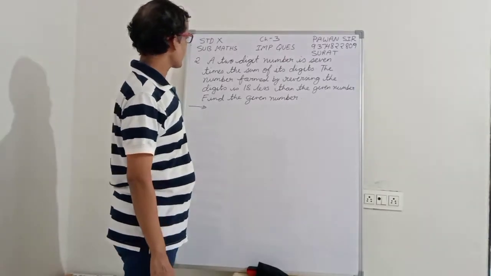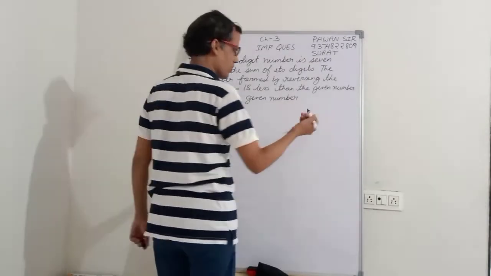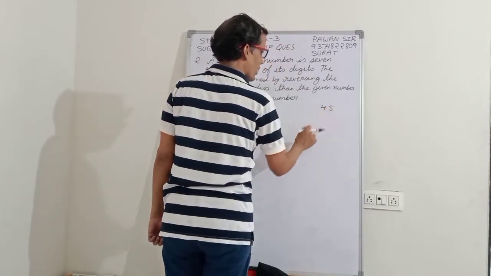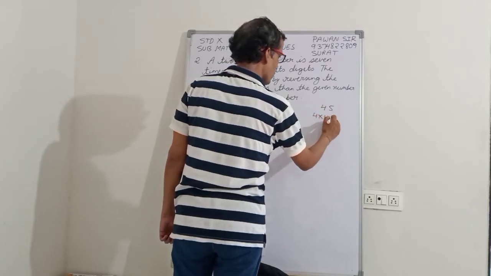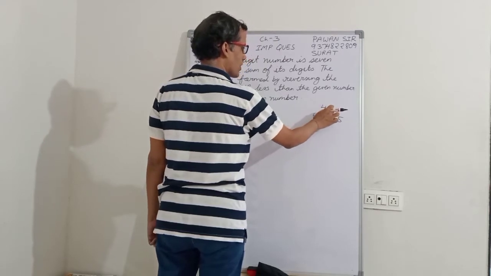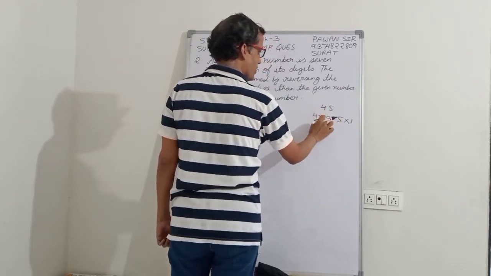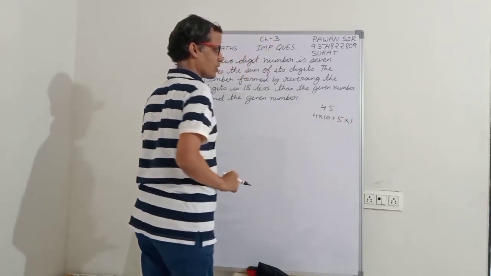Yes, in second question, there is a two-digit number. As you know, suppose we take any two-digit number. Suppose it is 45. Then how can we write this one? 4 into 10 plus 5. 45 is equal to, this is tens place, this is unit place. So multiply the tens digit by 10 and the unit digit by 1. So we are getting this one as.